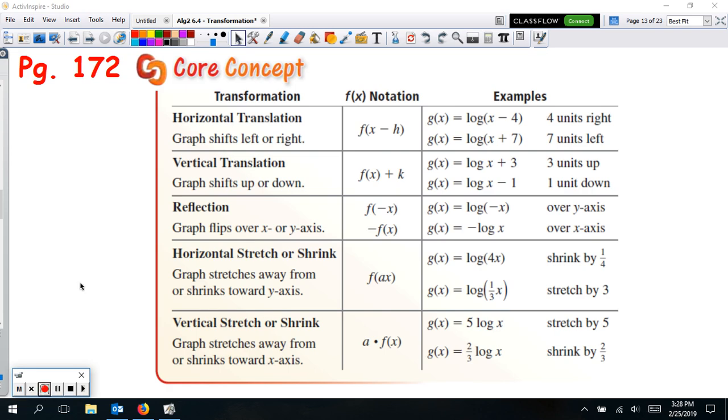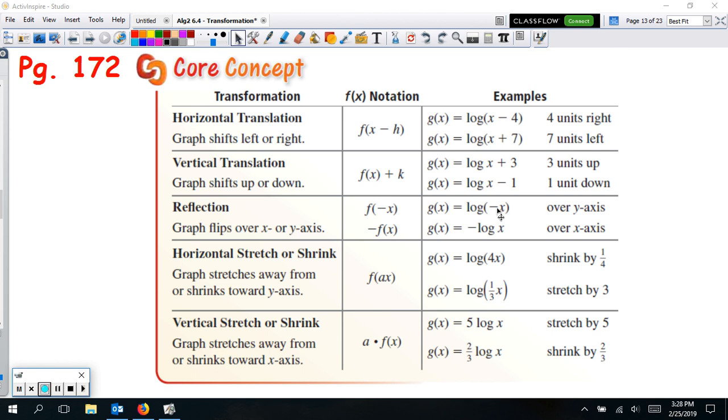Okay, on page 172 you see this core concept. This one just is the same chart, except now it applies it to the logarithms over here in the examples, but exactly the same thing. And I'm not going to explain it anymore because it's all the same stuff. Your horizontal ones are in there with x. Your vertical ones are on the outside here with x, just like this one is as well.